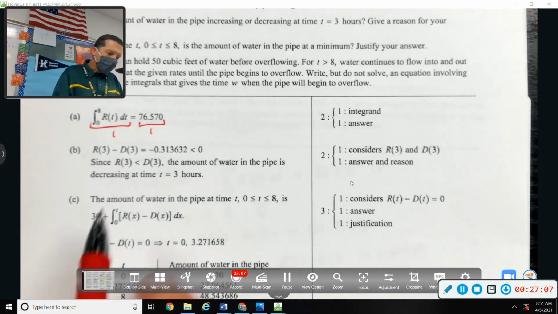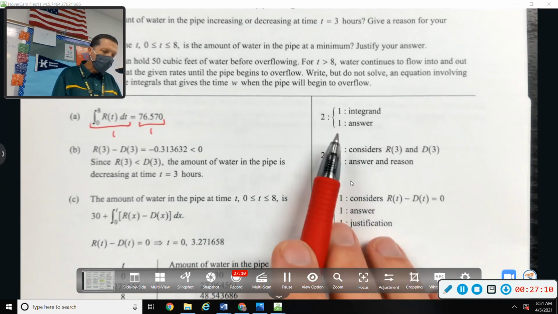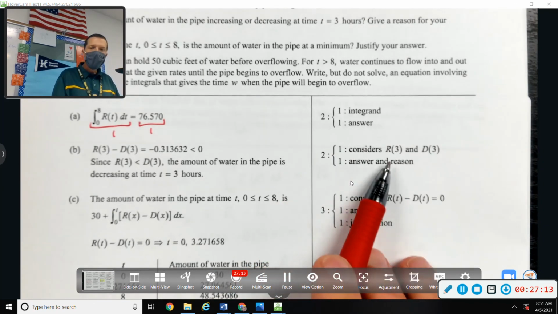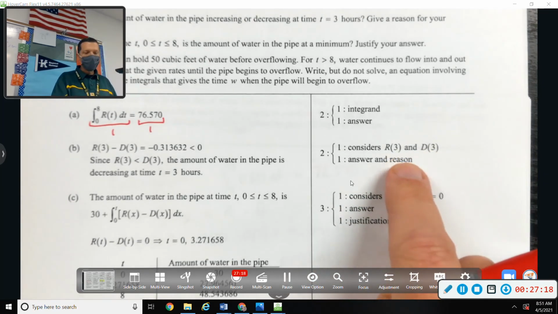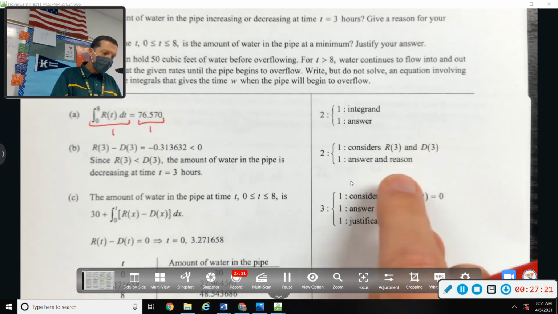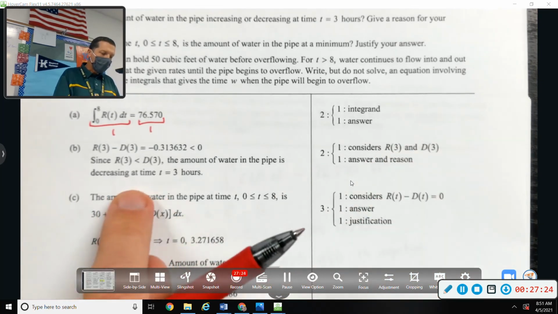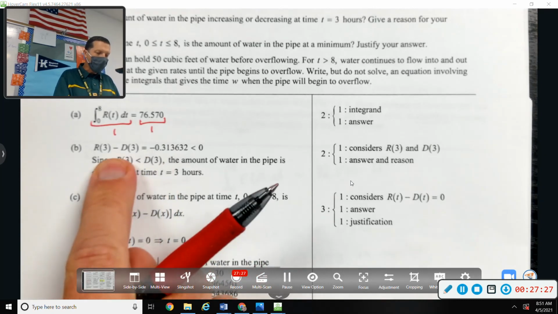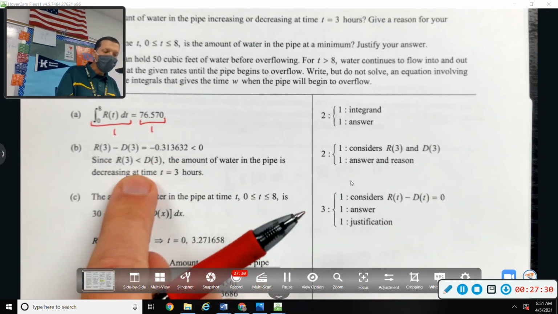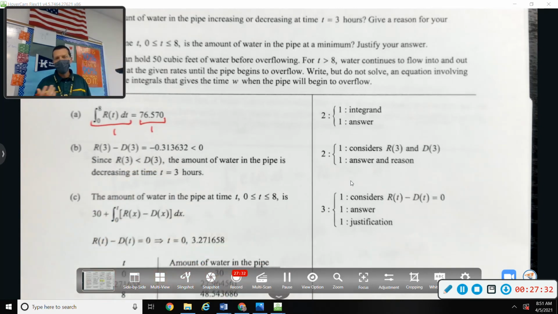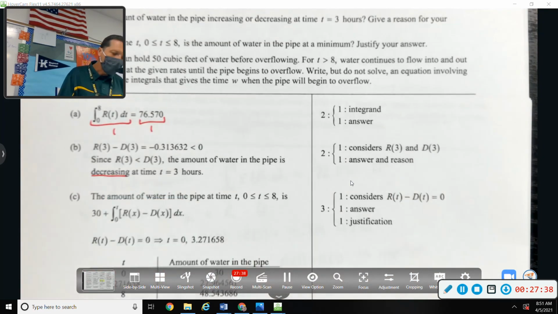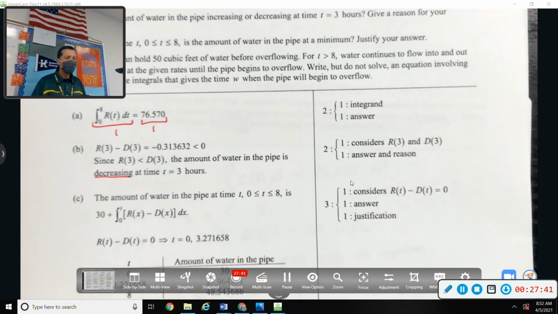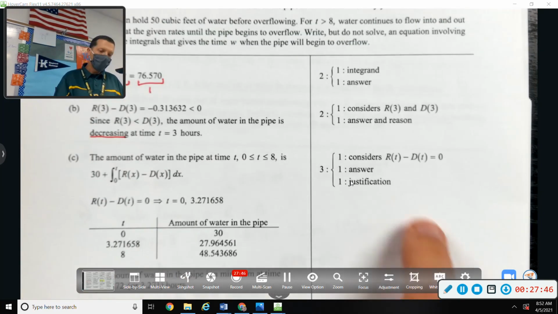Part B, that was increasing or decreasing at time equals 3. So you had to consider both R3 and D3, so consider the fact that there was stuff going in and stuff going out. And then give an answer with the reason. And you could either say R minus D was negative, that's what we said. This answer says that R is less than D, which is fine as well. But either one is an answer, meaning you better have decreasing, that's worth the point, with the reason. So that's 2 points on that part. Part C was a really long one, so it kind of makes sense that they put 3 points on that part of the problem.